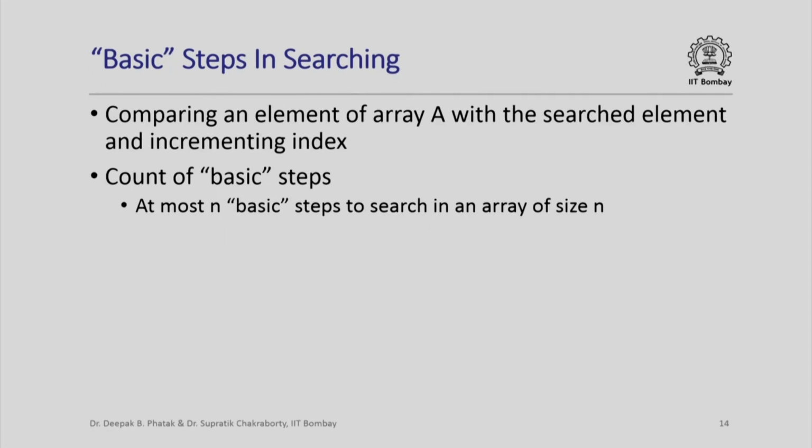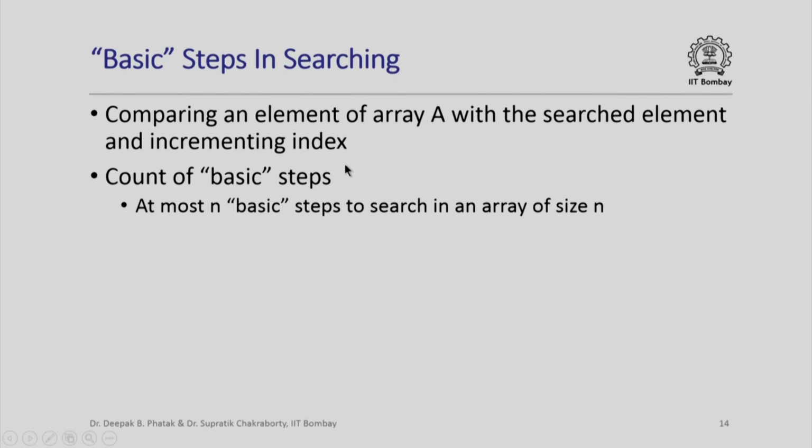So this is simple. Now how many basic steps were involved in doing this search? Well, as a basic step we needed to compare an element of the array A with the element that I am searching for, and I needed to increment an index. So it is very easy to see that if I have an array A of size n, then at most n basic steps may be needed to search for a given element in that array.